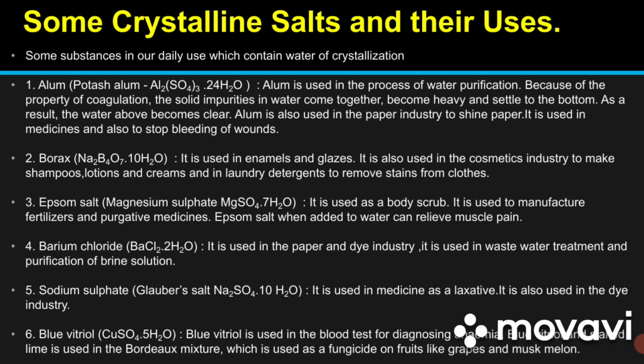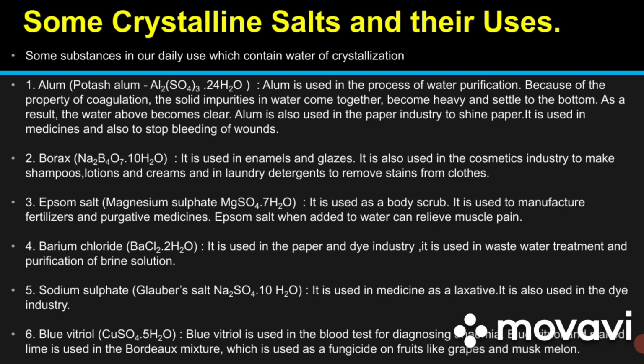Barium chloride, BaCl2.2H2O. It is used in the paper and dye industry. It is used in wastewater treatment and purification of brine solution. Sodium sulfate, also known as Glauber's salt, molecular formula Na2SO4.10H2O. It is used in medicine as a laxative. It is also used in the dye industry.